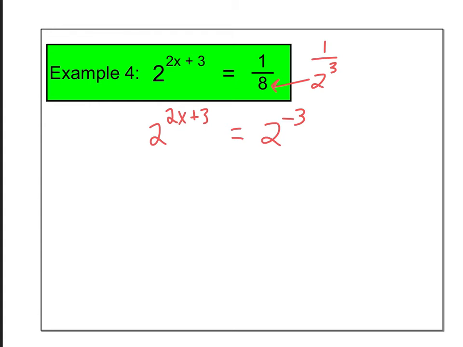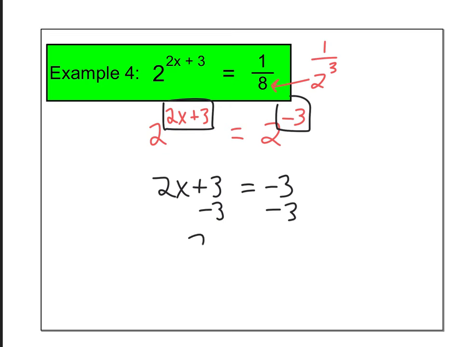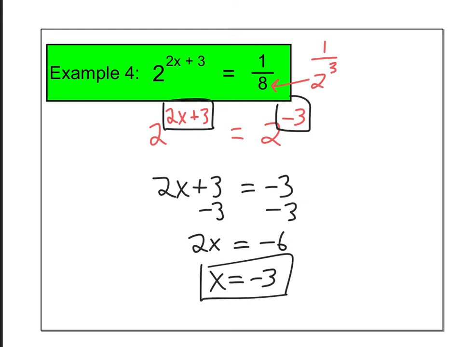So the 1/8 is really equal to 2 to the negative third. And we were able to write both sides with the same base now. So now I can just set their exponents equal to each other. 2x plus 3 has to equal negative 3. And we can just solve this like a normal linear equation. 2x equals negative 6. And when we divide by 2, we get our answer of x equals negative 3. Okay, so just watch out for that. Again, anytime you see fractions or reciprocals, that's where negative exponents come into play.